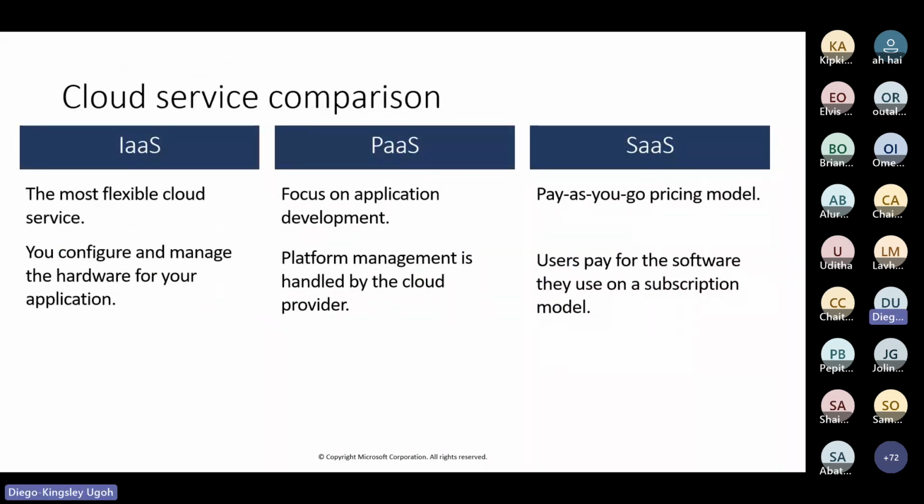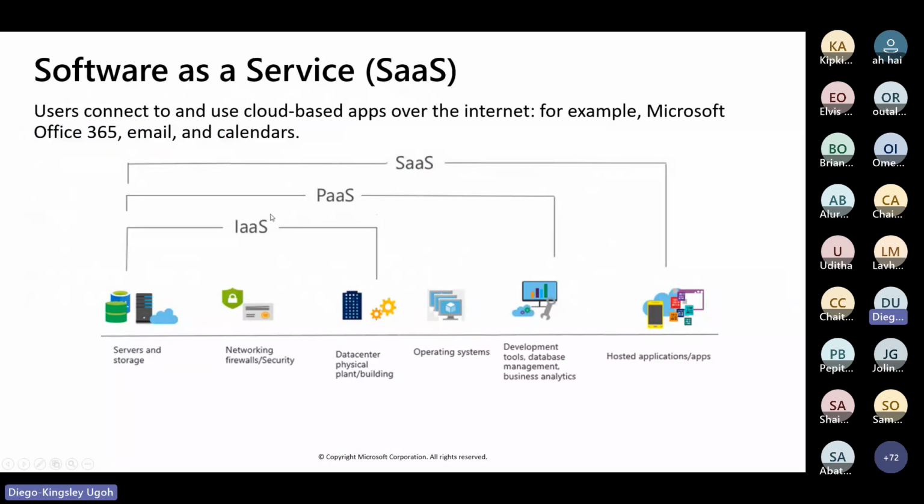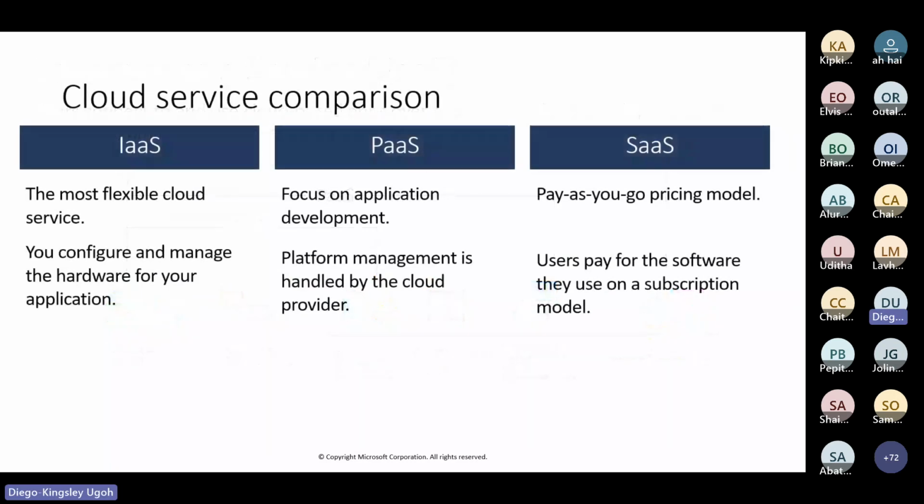Now, looking at them together, we see that infrastructure is the most flexible because you only have the infrastructure. You can decide the kind of operating system to use. Of course, going back to this diagram, we have the infrastructure with us. So we can decide on what operating system to use, what development tools to make use of, and what softwares or applications you want to run on that infrastructure. That's why we said here that it is the most flexible cloud service. It allows you to manage almost everything by yourself. You can configure and manage hardware for your application.